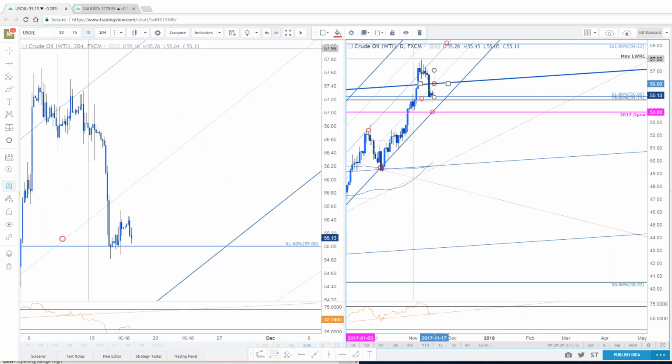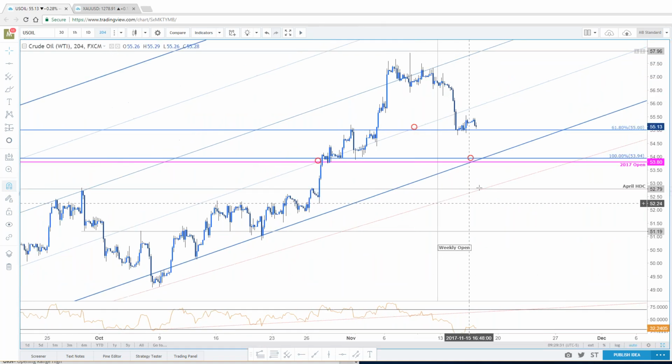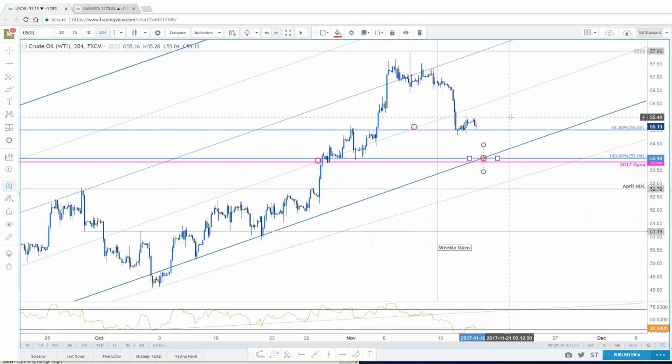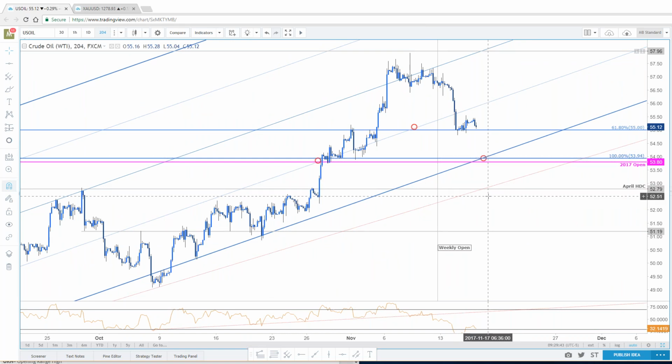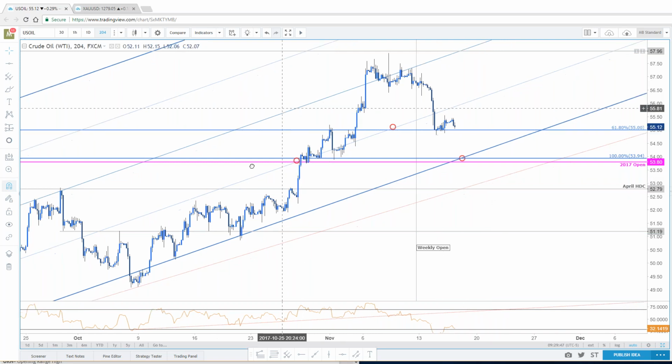On the intraday charts, again, there's the reason I'm a little concerned that you could get one stab lower before you turn. But 5380, 5394, we're still going to stay constructive above that longer term. Questions on crude?